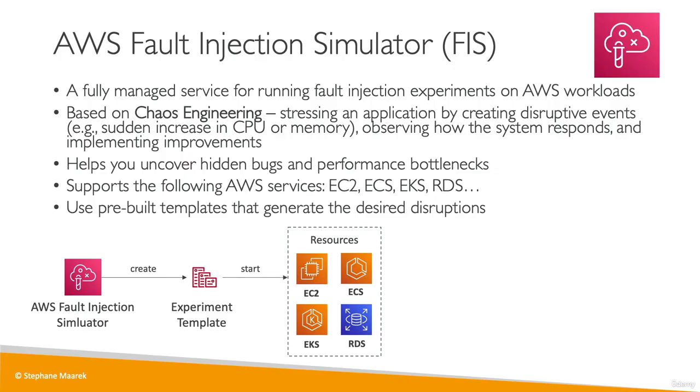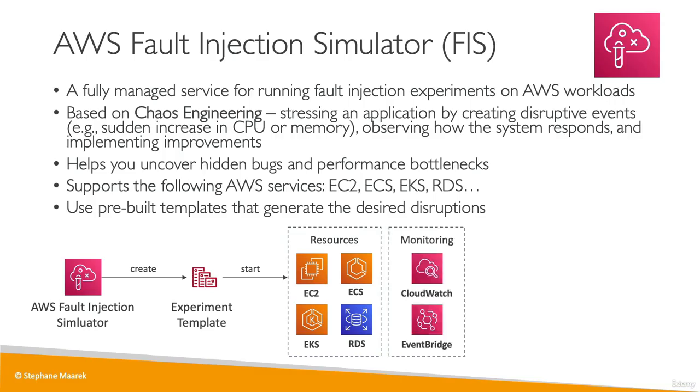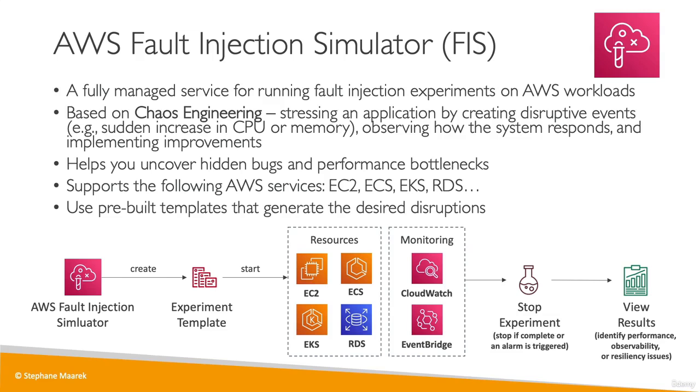So the resources will get disrupted, and then you have to see how your application behaves. We can monitor it using CloudWatch or EventBridge or X-Ray or whatever you want. Once you're done, you stop the experiment and have a look at your results. Was there any performance issue? Were there observability issues or resiliency issues? You can improve your application to see where the bottlenecks are, okay?